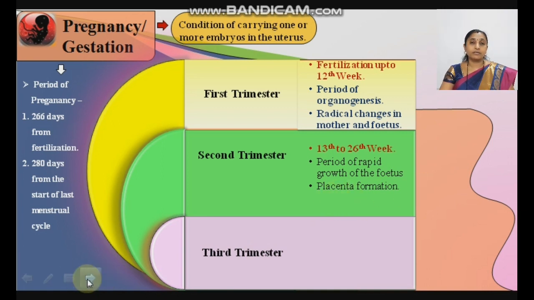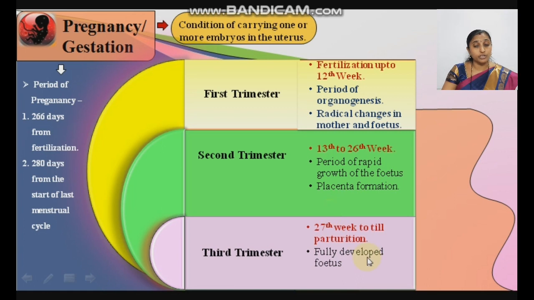The second trimester covers the 4th, 5th and 6th months. The third trimester is the remaining 3 months, the 7th, 8th and 9th, from the 27th week up to parturition. Parturition means delivery of the baby, the birth of the baby. I will also explain parturition in the next slides. During the third trimester, the fetus is fully developed, and some changes also take place in the mother. These 3 trimesters total a 9-month period, that is pregnancy or gestation.